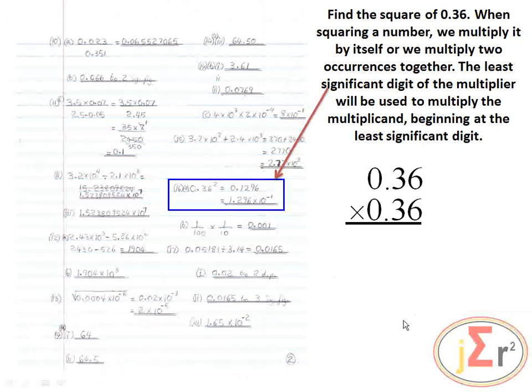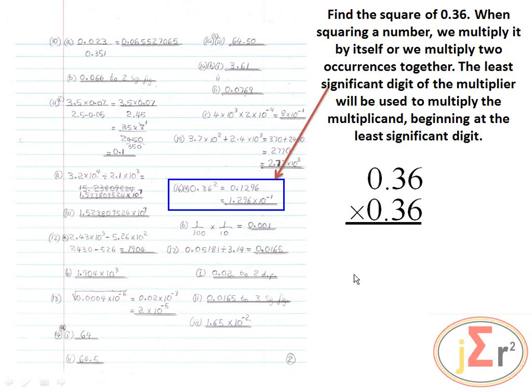We will do this without the use of the calculator, and by multiplying, we'll use the least significant digit in the multiplier, which is this one, to multiply the multiplicand, which is this number, and we will begin here, at the least significant digit. So let us do our multiplication. 6 multiplied by 6 is 36. What do we do? Write 6 and carry the 3 to the next column.